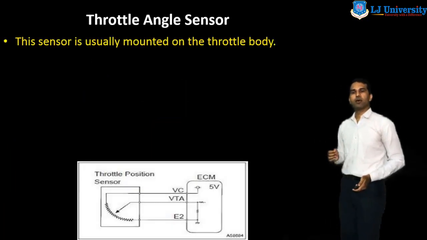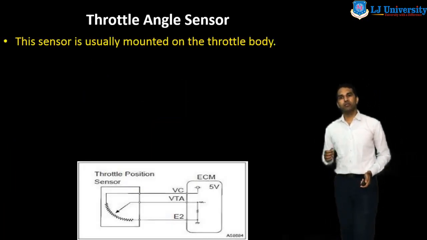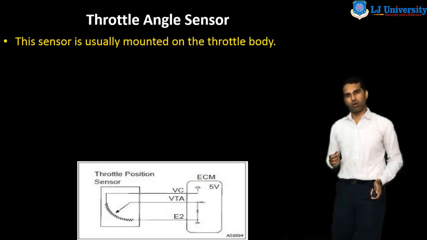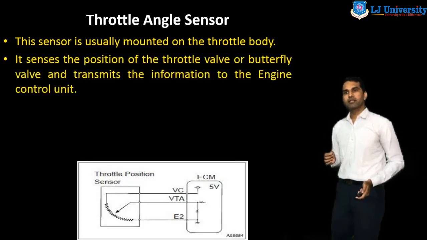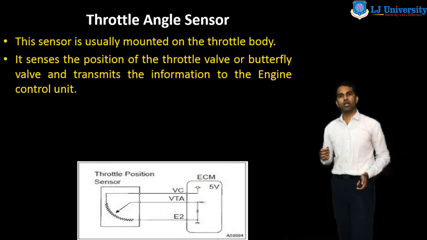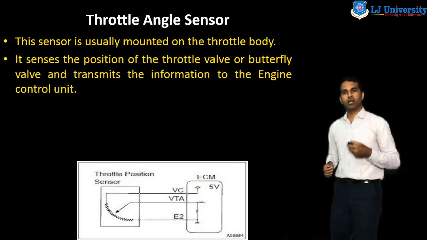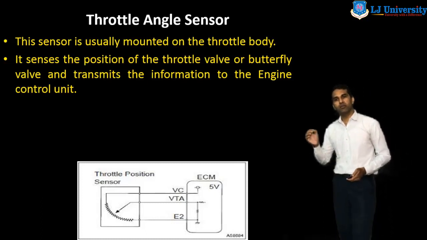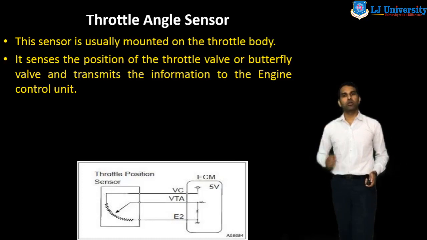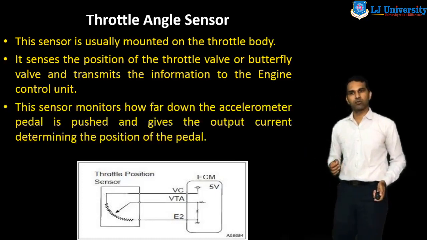Now we understand the working. The sensor is usually mounted on the throttle body. It senses the position of the throttle valve or butterfly valve. This is another name of the throttle valve. It is known as the butterfly valve, and it transmits the information to the engine control unit, that means the ECU.